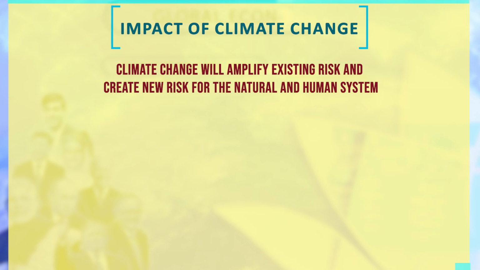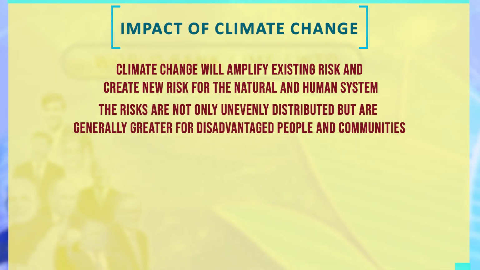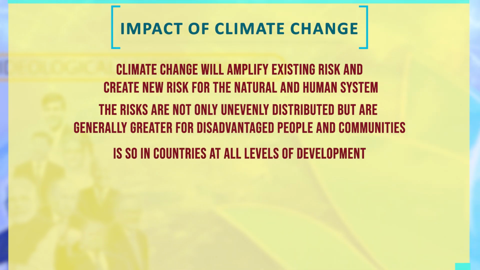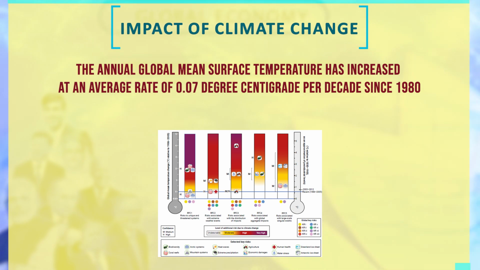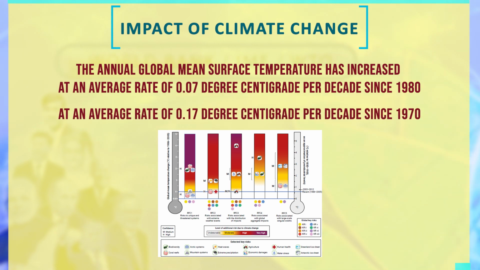Impact of climate change. Climate change will amplify existing risks and create new risks for natural and human systems. The risks are not only unevenly distributed but are generally greater for disadvantaged people and communities. This is so in countries at all levels of development. The risk of climate change impacts is related to the complex interaction between climate-related hazards and the vulnerability, exposure, and adaptive capacity of human and natural systems. Already, the annual global mean surface temperature has increased at an average rate of 0.07 degrees centigrade per decade since 1980 and at an average rate of 0.17 degrees centigrade per decade since 1970.